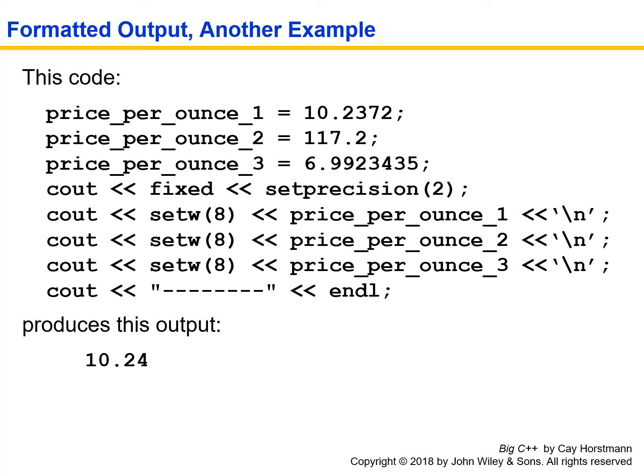If we had a number of prices per ounce, and we did a set precision 2 and then set width 8 for each column, we'd get the output at the bottom of the page here, 10.24, 1.11, 117.20, 6.99, and they all kind of line up there on the right.